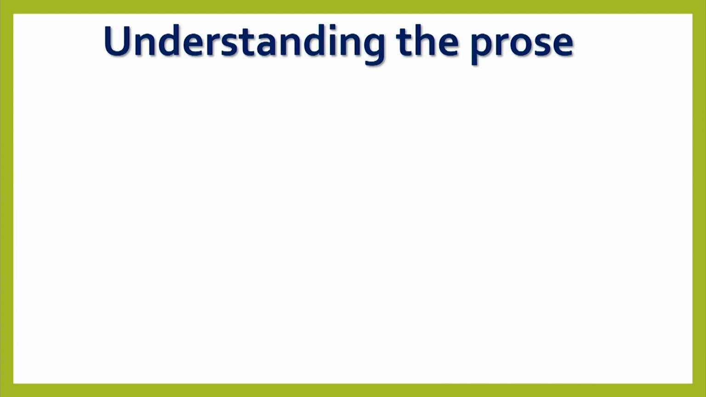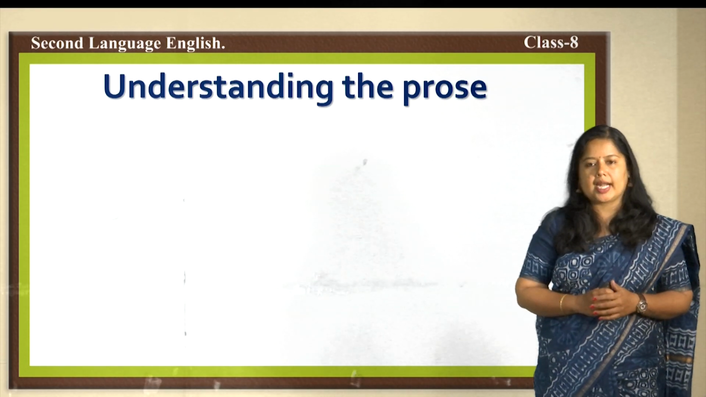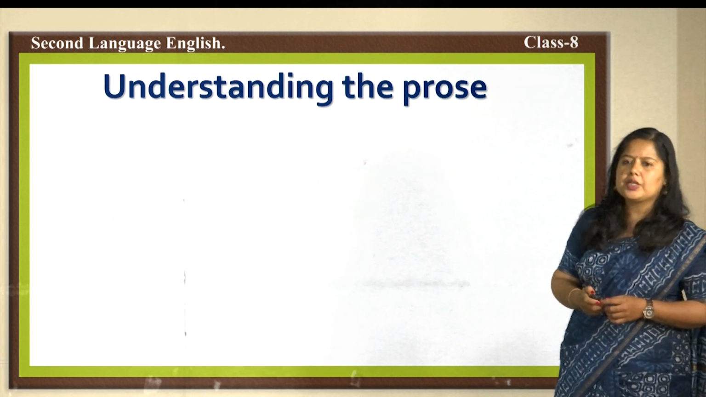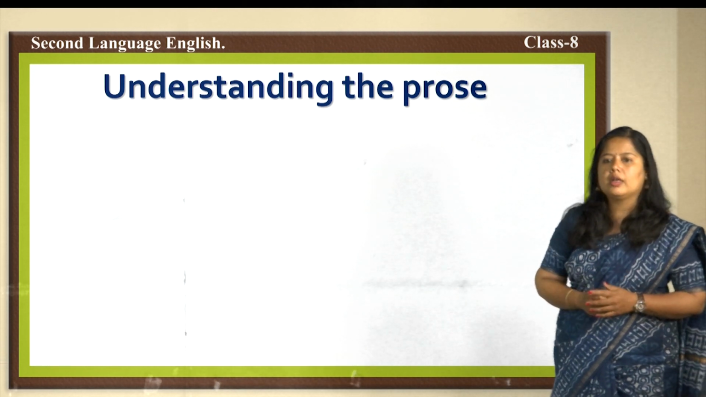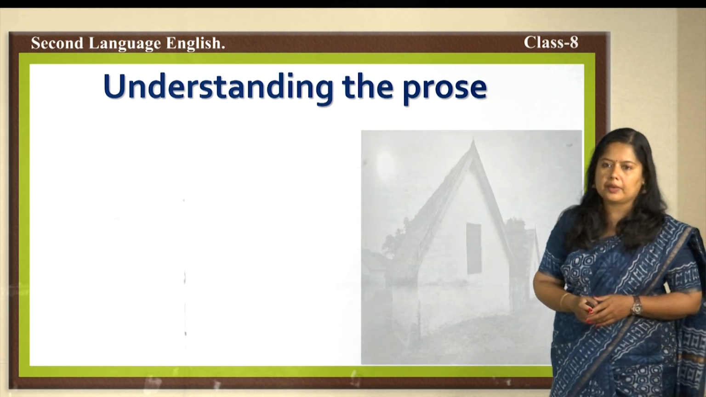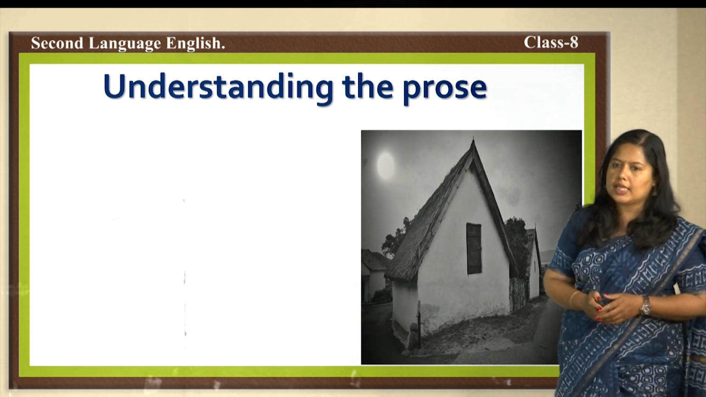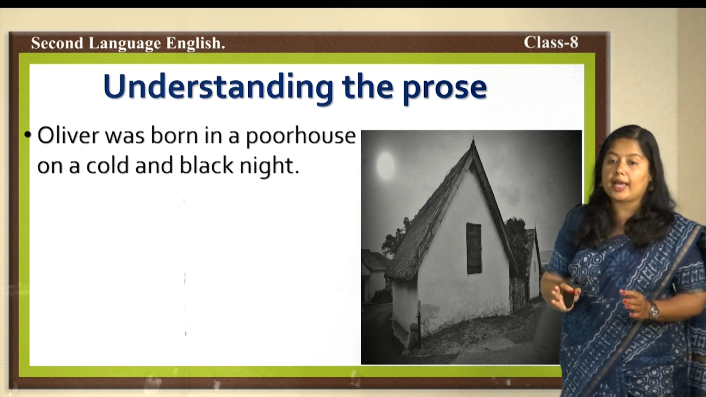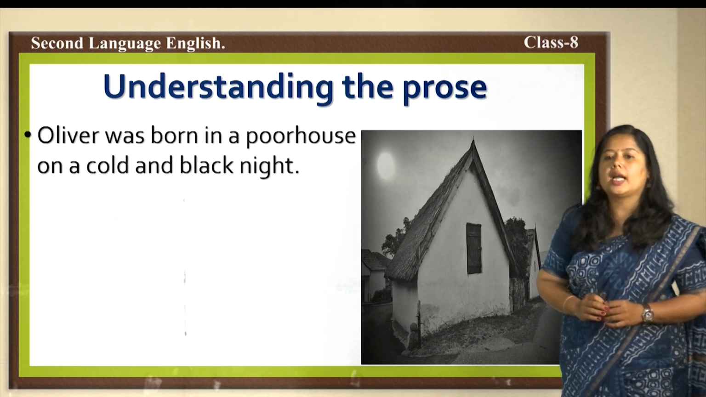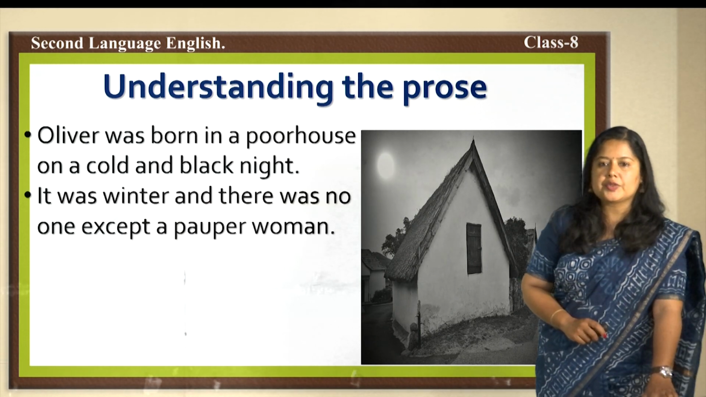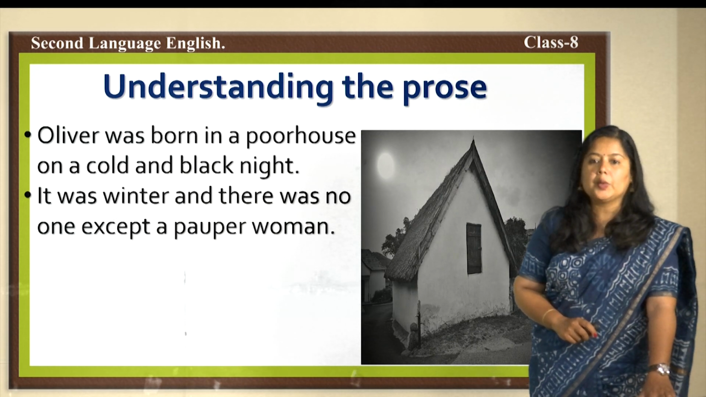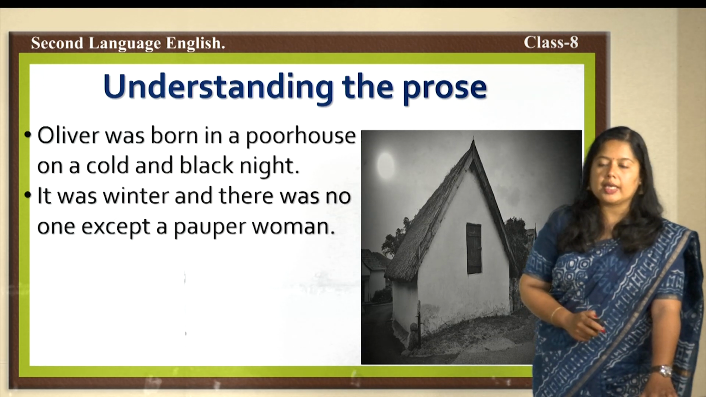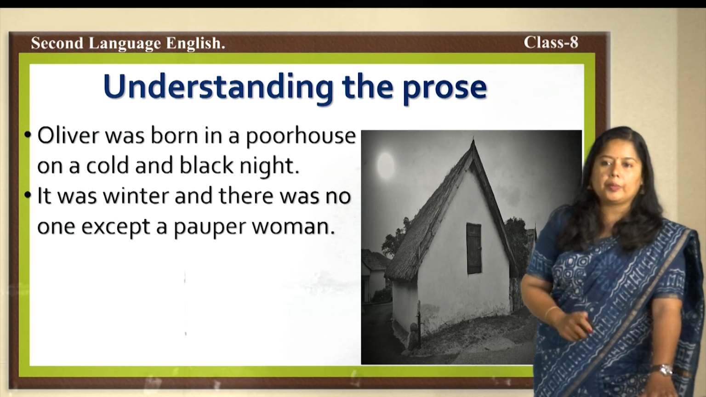Now, children, we have come to the stage to understand the prose part that we read previously. There are some points that you need to focus on more while studying. What comes to your mind when you see this picture? Oliver was born in a poor house on a cold black night. It was night and it was cold and dark. It was winter and there was no one except a pauper woman. When Oliver's mother was about to deliver her baby, there was no one around her but a pauper woman.